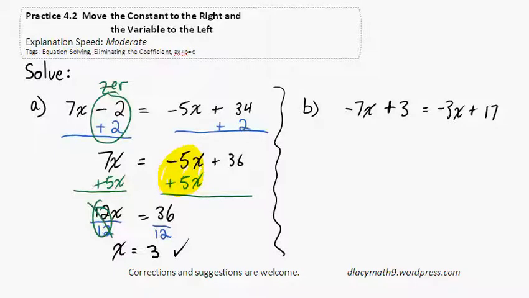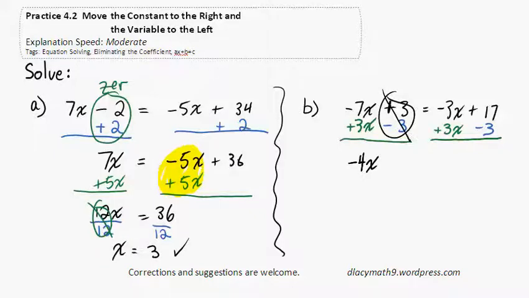Let's go over to this next one. I'm going to speed it up a little by subtracting 3 from both sides. And then I'm going to add 3x to both sides. Here, combining into one step what I did in 2 steps at the left. -7x and 3x is -4x plus 0 is equal to 0. And 17 and -3, or 17 minus 3, is 14.